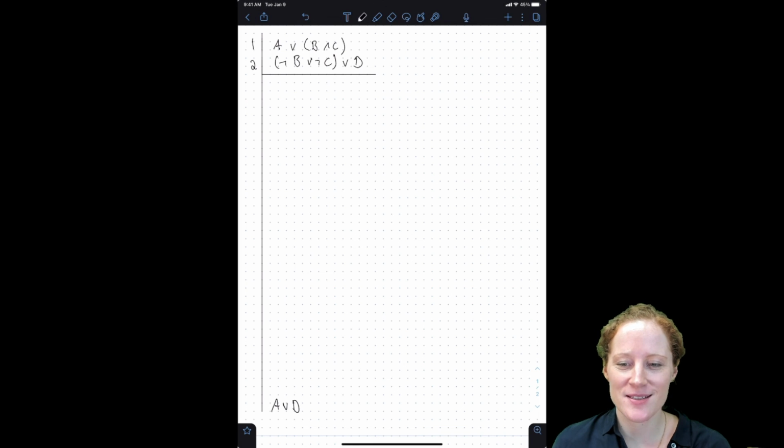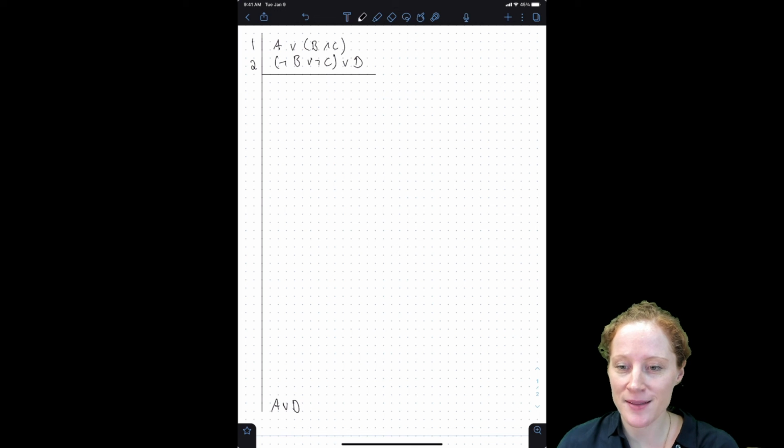This proof illustrates the use of forward planning as a proof strategy. I'm here trying to prove the disjunction A or D from two premises. The first premise is a disjunction, A or B and C, and the second premise is a disjunction as well. It's not the case that B, or it's not the case that C or D.